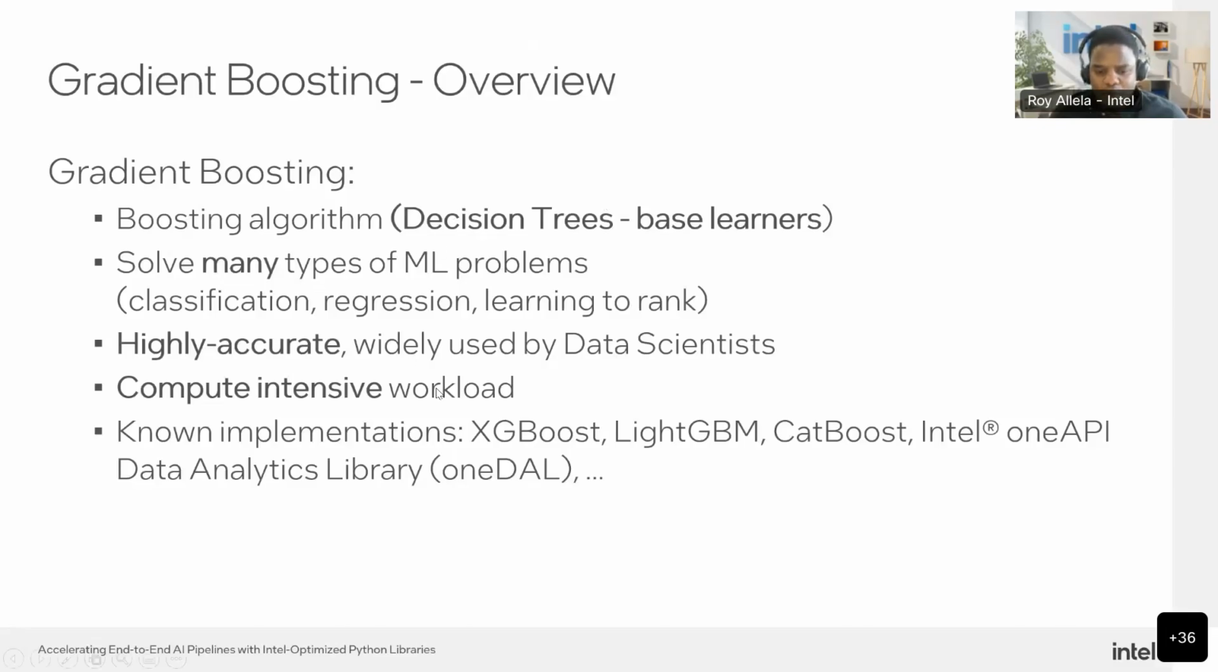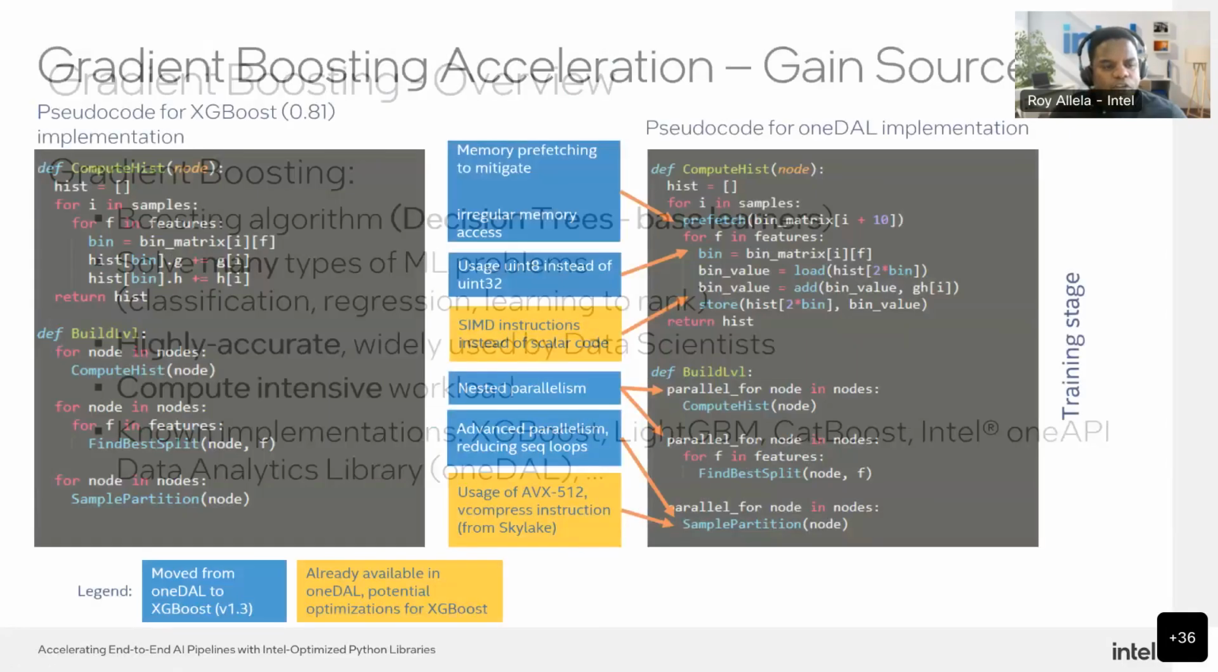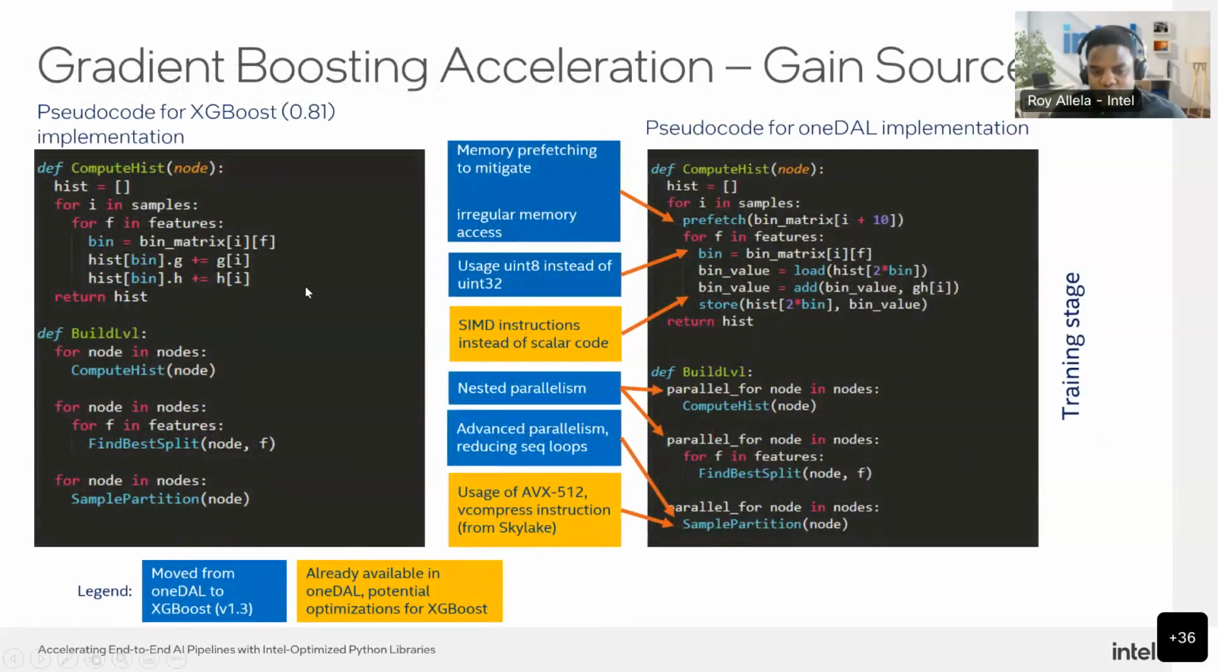We have a number of known implementations for this across XGBoost, LightGBM, and CatBoost. XGBoost was the earliest and is still the widely used approach for gradient boosting. So we look at how we've optimized XGBoost in order to accelerate your gradient boosting work. How we've done this is in two parts: we've optimized both the training and inference.